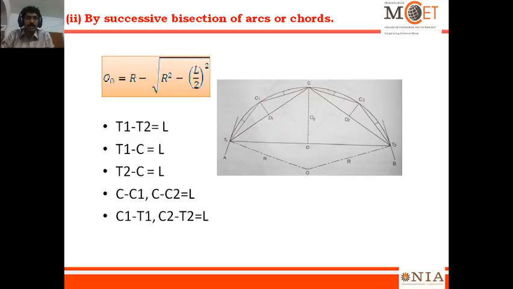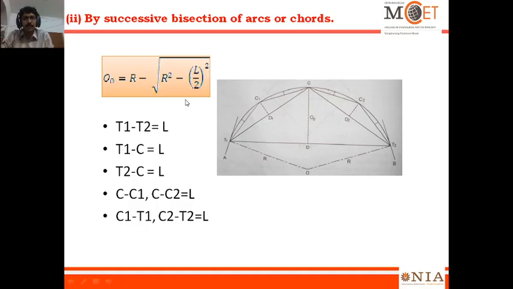This is the methodology, that is the successive bisection of arcs or chords. Here we are bisecting the chords also and we are bisecting the arc also, right? And the formula to determine the O0, the mid-ordinate: this is the mid-ordinate, this is another mid-ordinate, this is another mid-ordinate. It depends upon the radius of the curve and the L, that is the long chord length. So O0 is R minus root of R square minus (L by 2) the whole square. That is the point here.